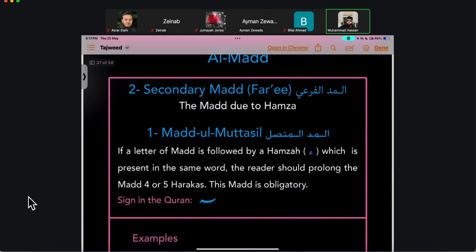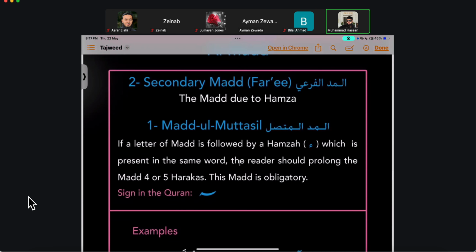Yes, yeah. I always told my son that it depends upon the speed at which you're reading normally. So if you're reading fast, then your haraka is short. If you're reading slow, then your haraka is long. Is that right or wrong? Yes, correct. Absolutely.